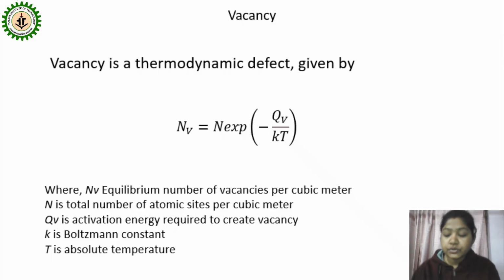Now, as I told you, whenever a vacancy is created, that atom has to break the four bonds from its regular site. To break these four bonds, it needs some higher energy. That energy is called the activation energy, and it can be provided by raising the temperature. K is the Boltzmann's constant and T is the absolute temperature.